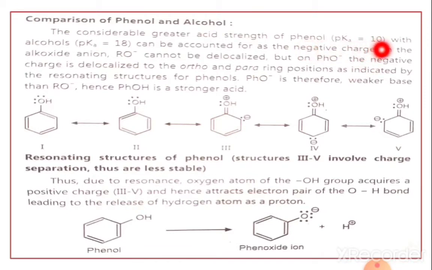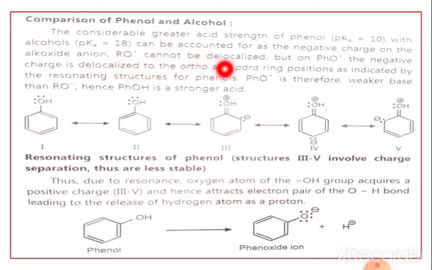Phenol has a pKa value of 10, and alcohol has a pKa value of 18. Friends, we know that when we talk about the acidity strength of an acid, the higher the pKa value, the weaker the acid, and the lower the pKa value, the stronger the acid. Here the phenol has a pKa of 10 and alcohol has 18. That means the low pKa value indicates a strong acid, so from this pKa value we can conclude that phenol is stronger than alcohol.